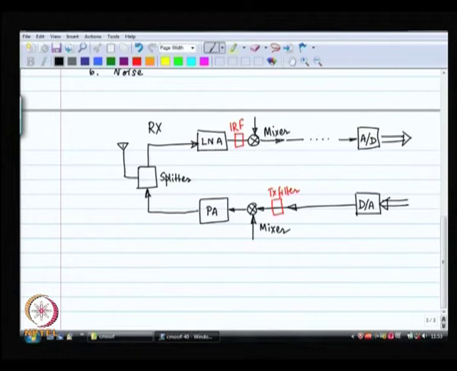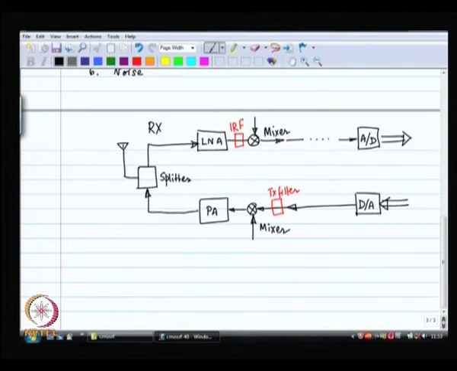We have a splitter at RF frequencies. It splits the transmit path from the receive path. Now, if you are working on something like CDMA, code division multiple access, where both the transmitter and the receiver are on all the time, then the splitter is something which is extremely important, because transmit and the receive path are active at the same time.